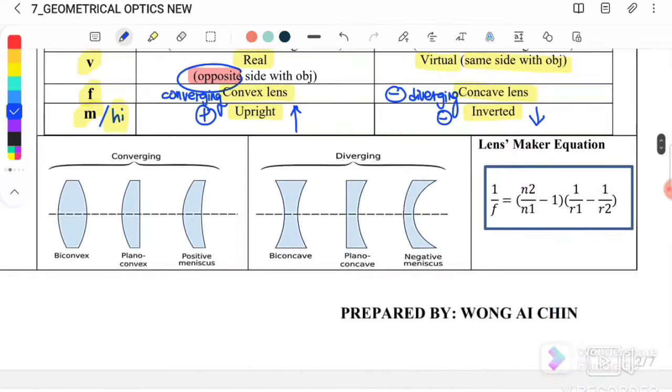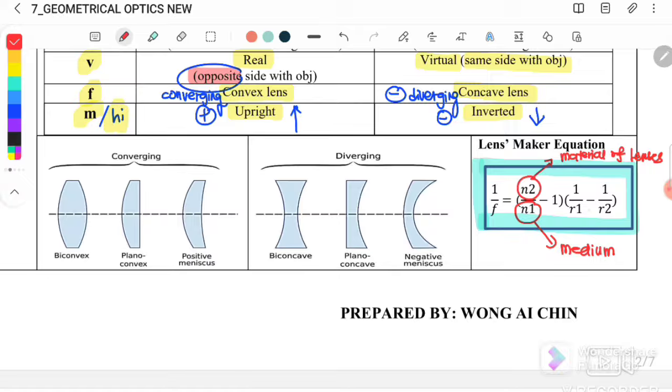Okay, next one is the lens maker equation. For the lens maker equation, we can use this equation, equation number 3, to find the value of the focal length if the radius of the lens is given. The equation that we will use is 1 over f equals n2 over n1, where n2 is the material of the lens, bahan yang kita guna, and n1 is the medium that the lens is inside.